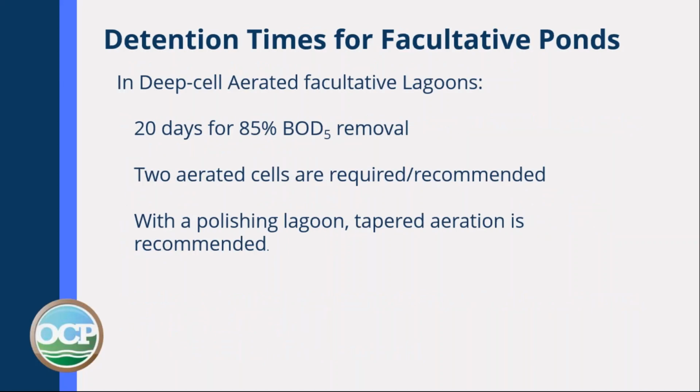Detention times for facultative ponds in deep cell aerated lagoons: in 20 days, you can get rid of 85% of the BOD. 2 aerated cells are required or recommended. With a polishing lagoon, tapered aeration is recommended as you go to the end. Again, the reason for that is you're trying to create an anoxic section in the lagoon to allow for denitrification.